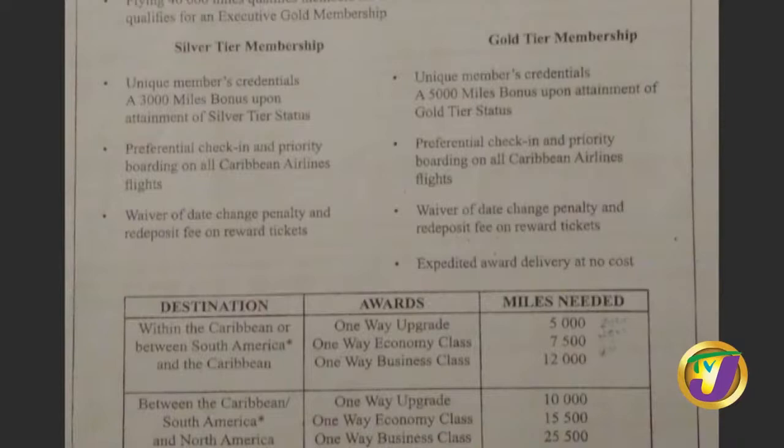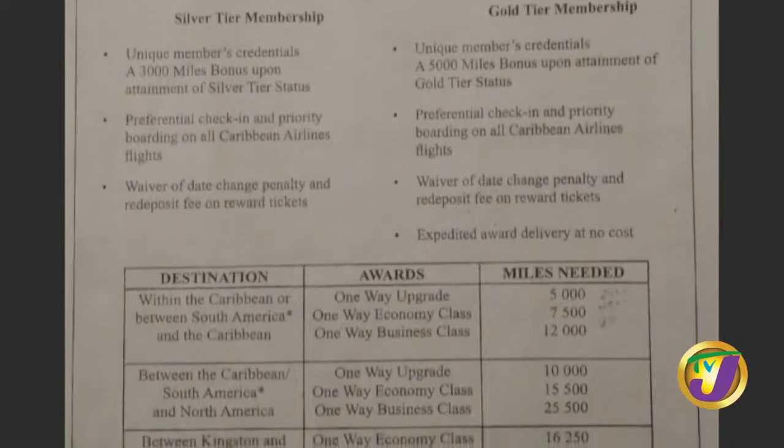Now let's look at the Gold tier membership perks. Unique members credentials, a 5,000 miles bonus upon attainment of Gold tier status, preferential check-in and priority boarding on all Caribbean Airlines flights, waiver of date change penalty and redeposit fee on reward tickets, and lastly, expedited award delivery at no cost.